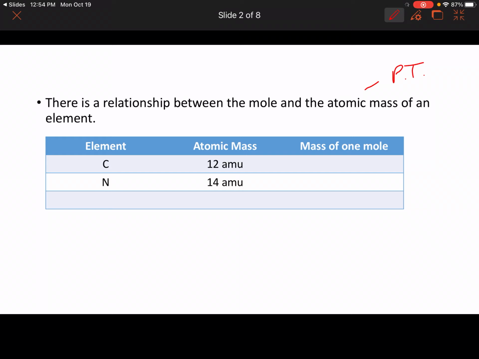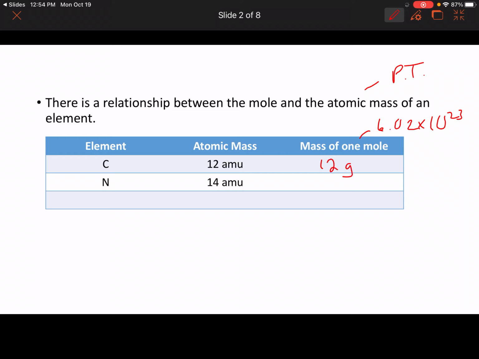Now, elements, let's just go through a couple examples here. We've got carbon and we've got nitrogen. Carbon, if you look it up on the periodic table, has an atomic mass of 12 atomic mass units. Now, I'm going to tell you the mass of 1 mole. So 1 mole would be how many atoms, first of all? Yeah, 6.02 times 10 to the 23. That is going to be 12 grams.